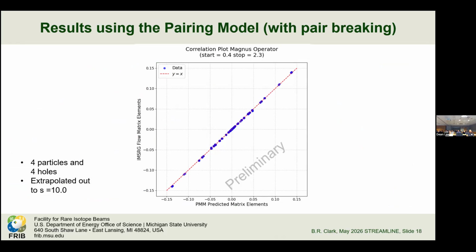So in order to test this, we wanted to see, of course, if it's actually working. So this is a correlation plot of the matrix elements of the Magnus operator. What we did is we trained it from the flow parameter S equals 0.4 to S equals 2.3, and then extrapolated out to S equals 10. You can see that you have a nice straight line for this correlation plot. So it looks like it can get the steady state final values of the IMSRG flow off of just a little bit of data. But we also wanted to see if it was getting the dynamics, not just seeing if it could get the final answer, but if it actually understood the IMSRG flow.